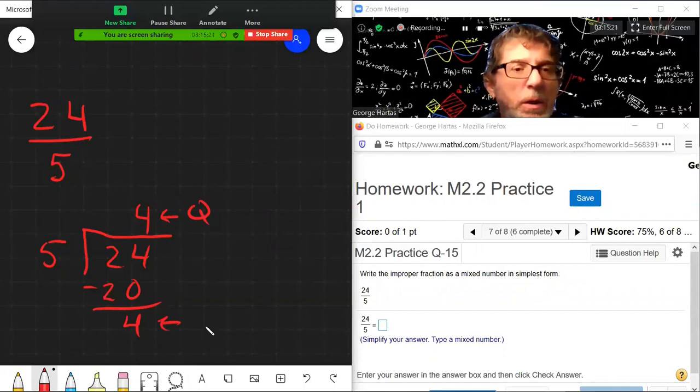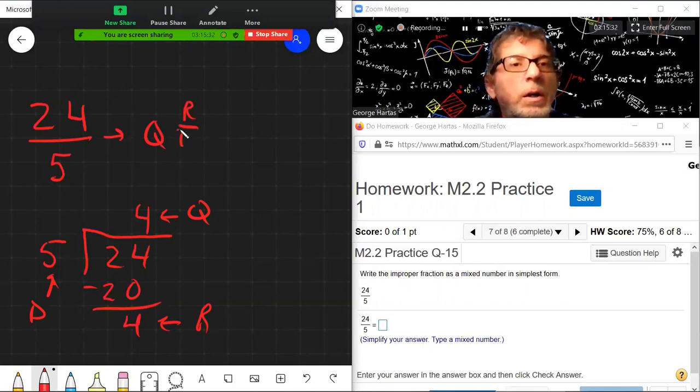Q, R, and D. Q, R, D. Q, 4. R, 4. And D, divisor, 5. A quick mental check to see if we convert this back, will we get that? 4 times 5 is 20. 20 and 4 is 24 over 5. Yep, there it is, 24 over 5.